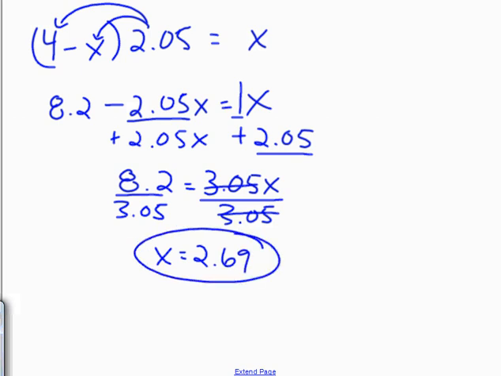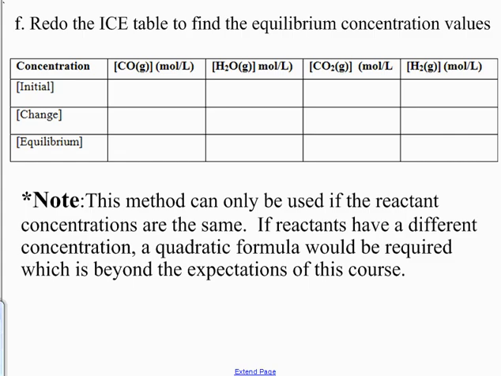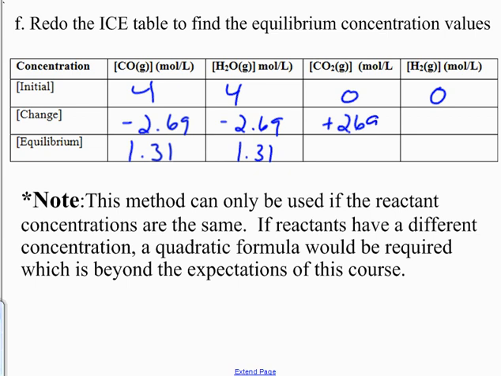Okay, we're not finished yet though, because this is the value of x. It's not a value of the concentrations. It just tells me what my unknown is. Now we have to go back and sub this in, given the x value that we now know. So initially we had 4, and we know that the change is 2.69. So this gives me 1.31. Here we had 4 minus 2.69, 1.31. And these both started at 0. So we add 2.69 to give us our final concentrations at equilibrium.